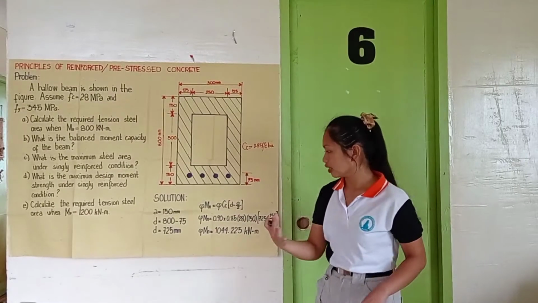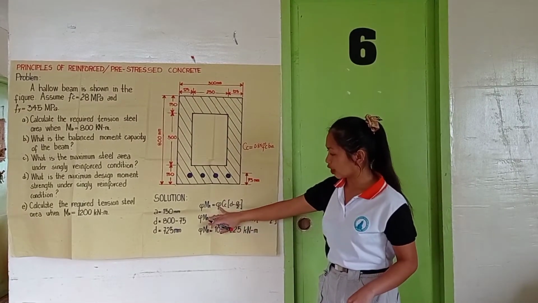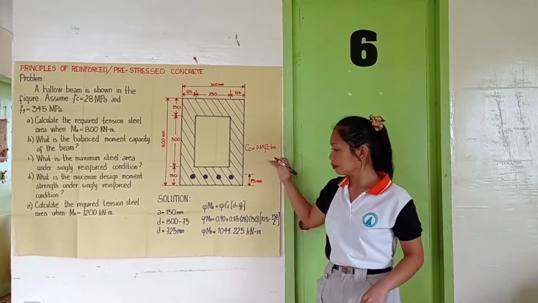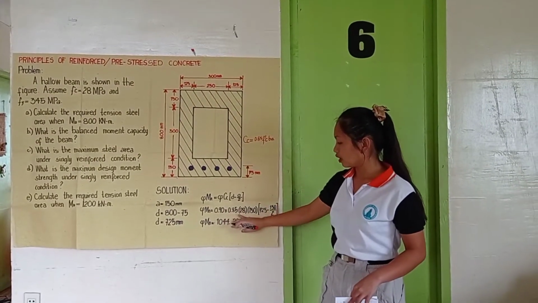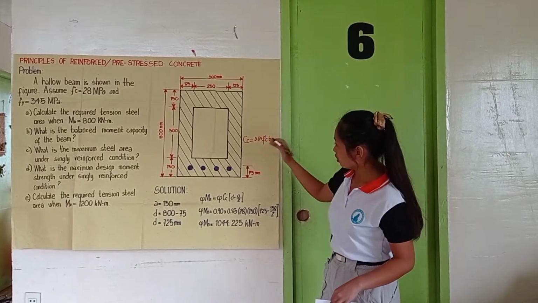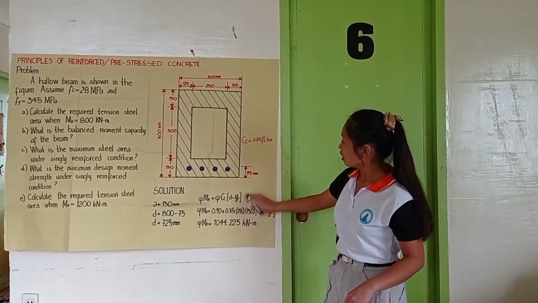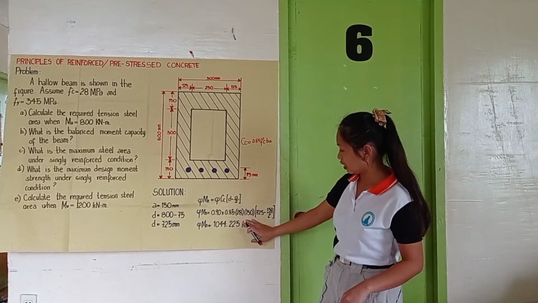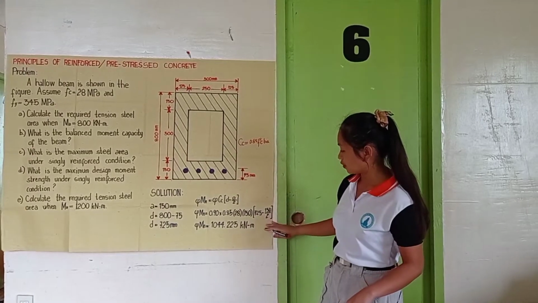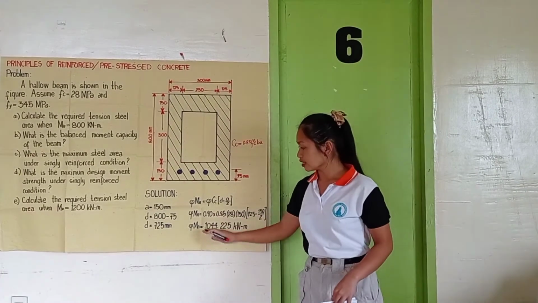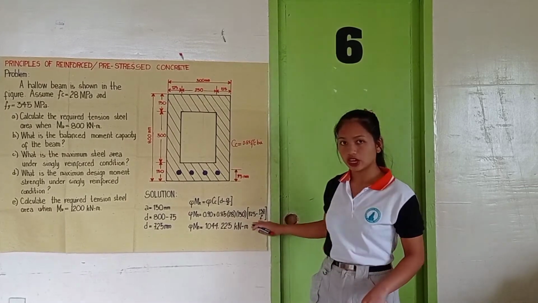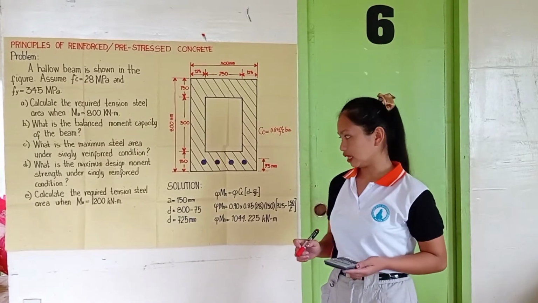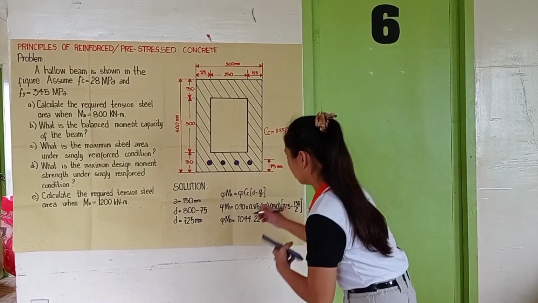So substituting the values, 0.90, which is the value of our phi, that is a standard for the steel beam. So 0.90 times 0.85 times our F prime of C, which is 28, times the A, which is 150, times 725 minus 150 over 2. So the answer for this equation is actually 2,088,450. So I will write it down.